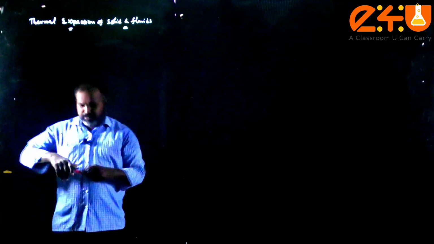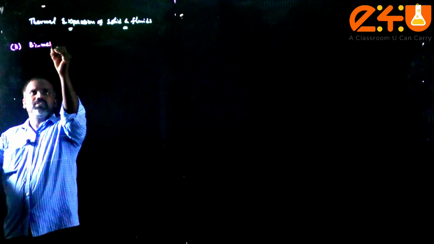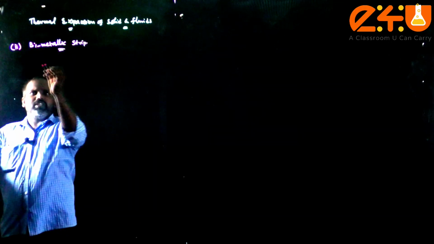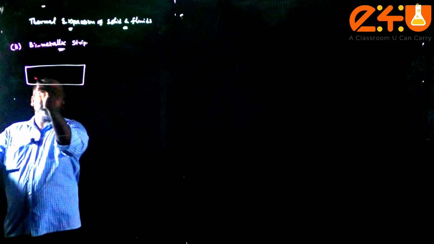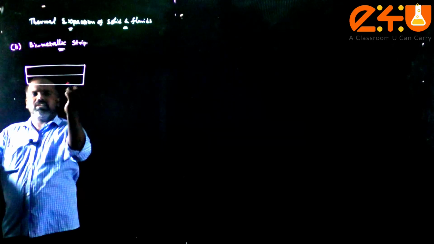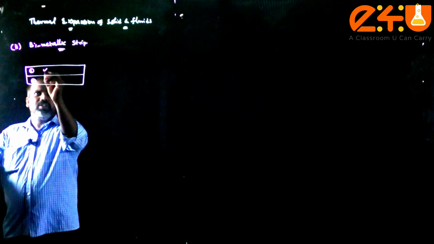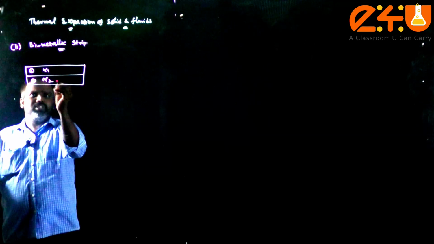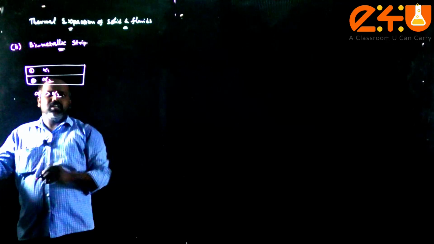Now the second application of thermal expansion is the bimetallic strip. Let us consider two different rods of initial length L. Say this is material 1 and this is material 2, whose coefficients of linear expansion are alpha 1 and alpha 2. Say for example alpha 1 is greater than alpha 2 here.